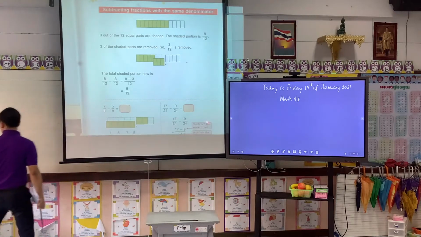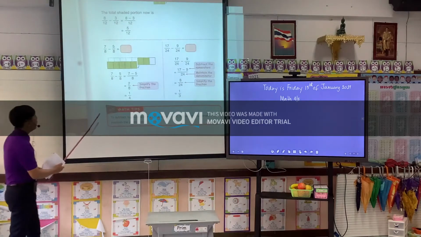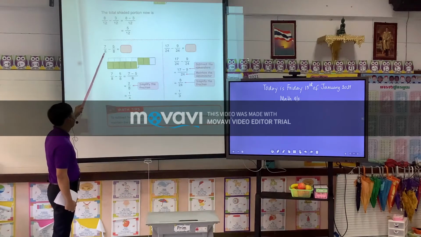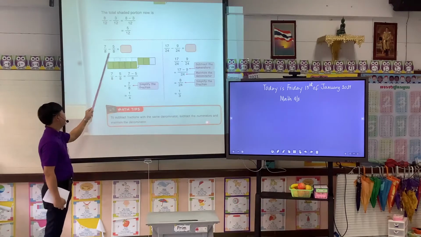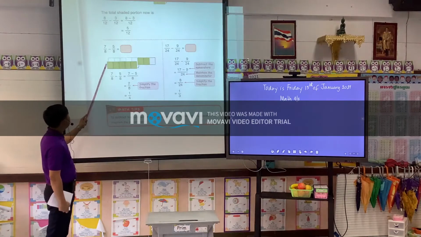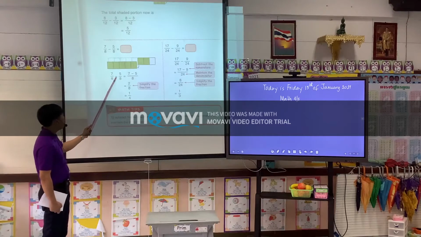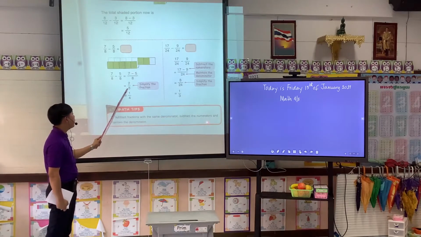Okay, more examples here. So, another one: this is 7 over 8 minus 5 over 8. Look at this. Are they the same? Yes, they are the same denominator. So let's count. 7 over 8 minus 5 over 8 equals, 7 minus 5 equals 2 over 8.